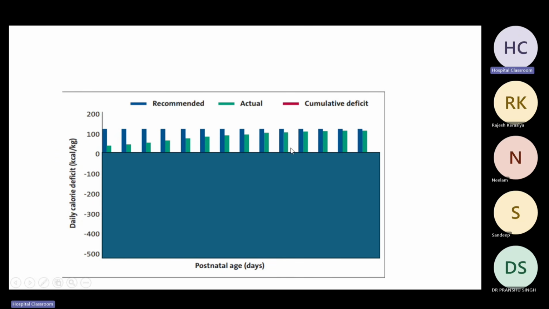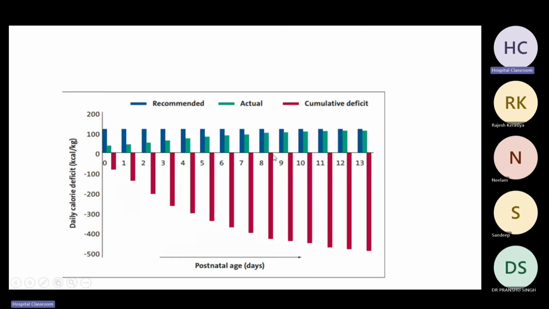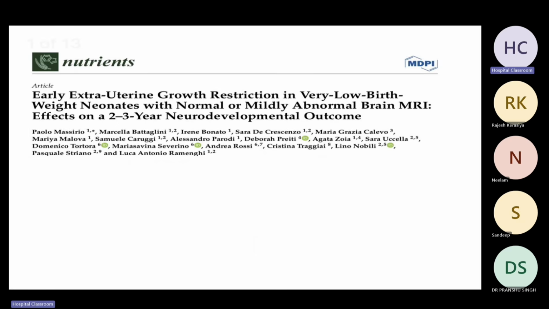If not the 10th or 12th day, then by the 6th or 7th day we come to full feed, and we become happy that we are matching the nutritional requirement. But the problem is that the first day's deficit will add on to the second day's deficit, will add on to the third day's deficit. It will keep on adding, and if you see on day 13 when you actually reach the full feeds, you have this much big deficit. The red bars at the bottom are the nutritional deficit in the child. So that is why nutrition is one thing that has to be aggressive when you are dealing with a child in ICU.